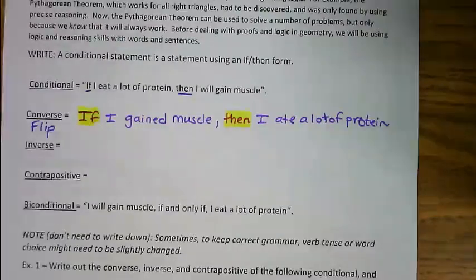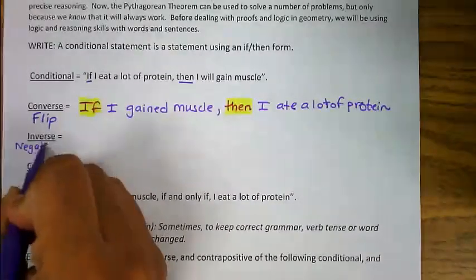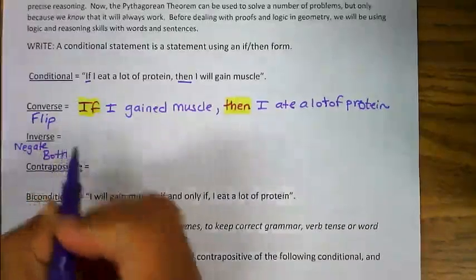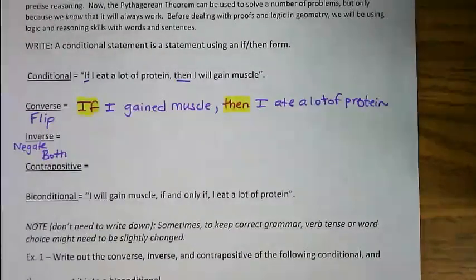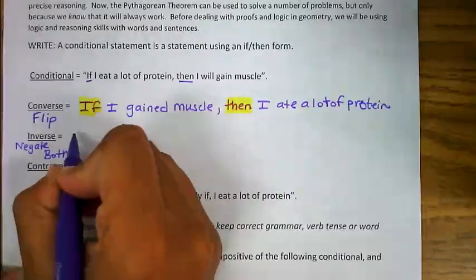Inverse, you're going to negate both. So let's write negate both. What do you mean by negate both? Well, instead of saying if I do this, if I don't do this, I'll have the opposite effect, right? So if I do not eat a lot of protein, then I will not gain muscle. Right? It's kind of like the opposite. Like if you study, you will get straight A's. If you don't study, you will not get straight A's. So let's just write again. We're still using that if.